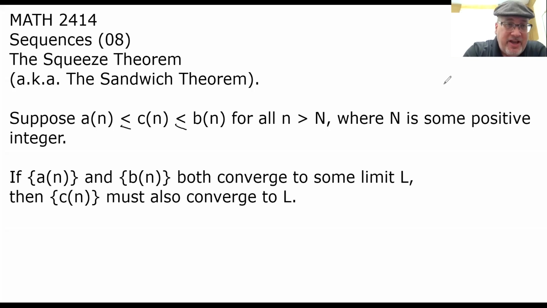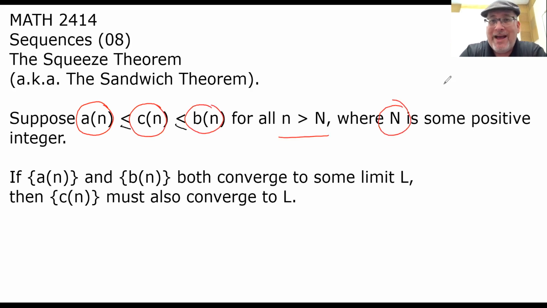Suppose an is less than or equal to cn, which is less than or equal to bn, for all n greater than or equal to capital N, where n is some positive number. Let's translate that mess for a second. What we're saying is we have three functions, three sequences, if you will. And at some point, in other words, once you go past a certain number, one sequence is always sandwiched between two others. It's got something below it, and it's got something above it.